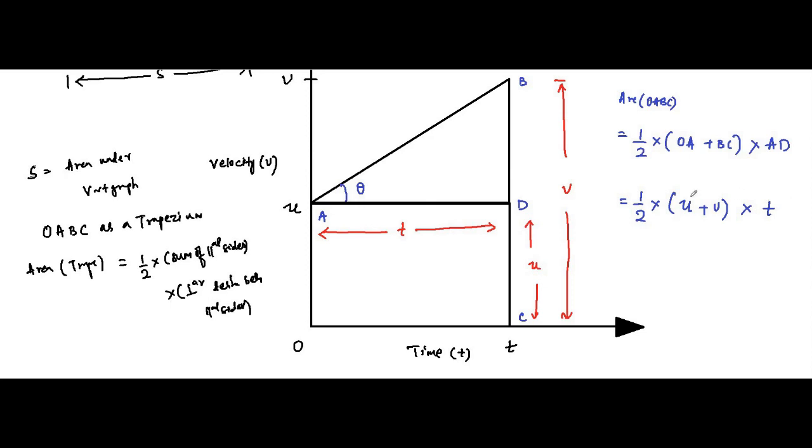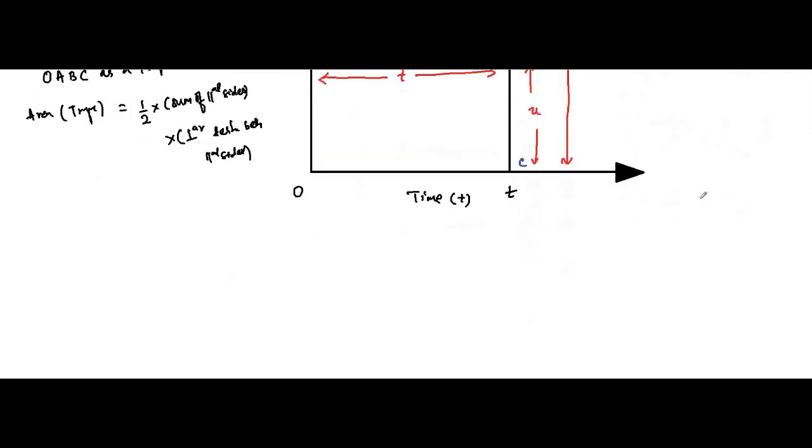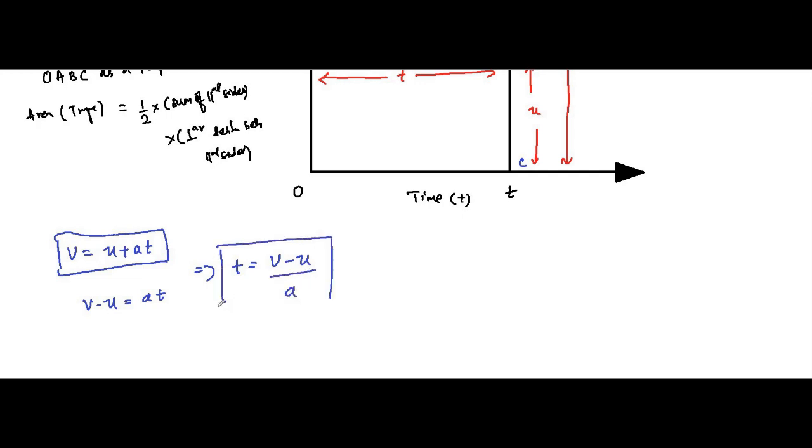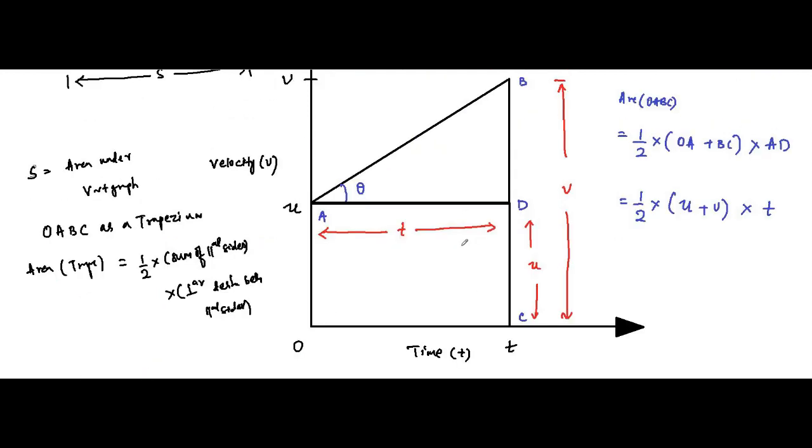Now here is the main thing. If you remember, we have derived v is equal to u plus at. We have already derived it. Now v minus u is equal to at. That implies t is equal to v minus u by a. This value of t, we can use it here. Okay, t, which is equal to v minus u by a, we can use it here.